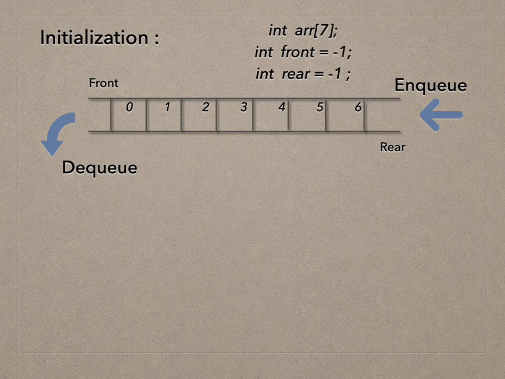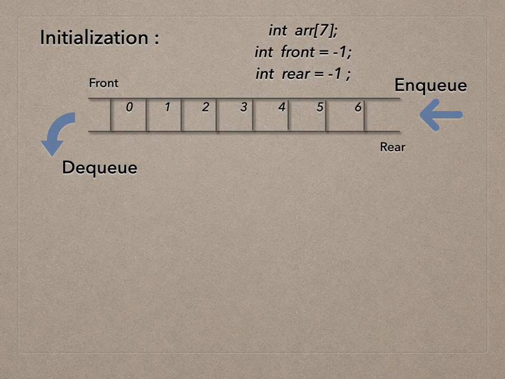Before we start with the different operations, we have some particular initializations. When we implement a queue in the program using arrays, the first thing we have to do is int arr[7], which means our array size is 7 and it is an integer type array. Since elements are added from one end, the rear end, and removed from another end, we need two different individual variables.